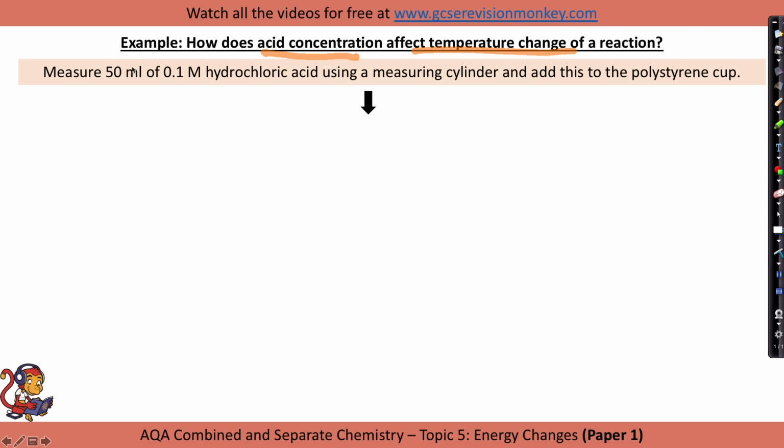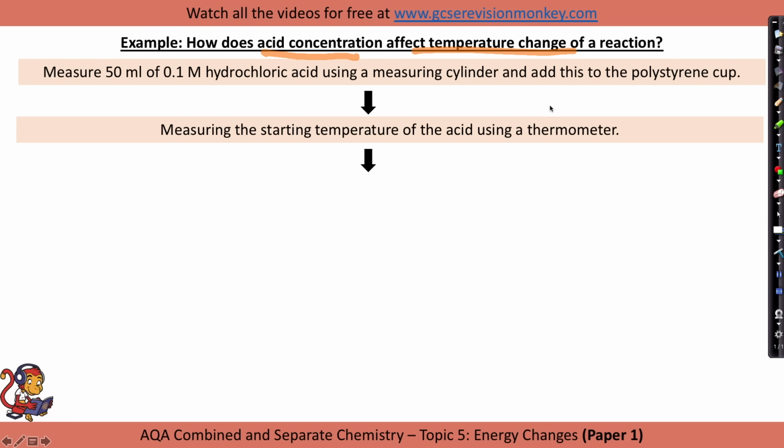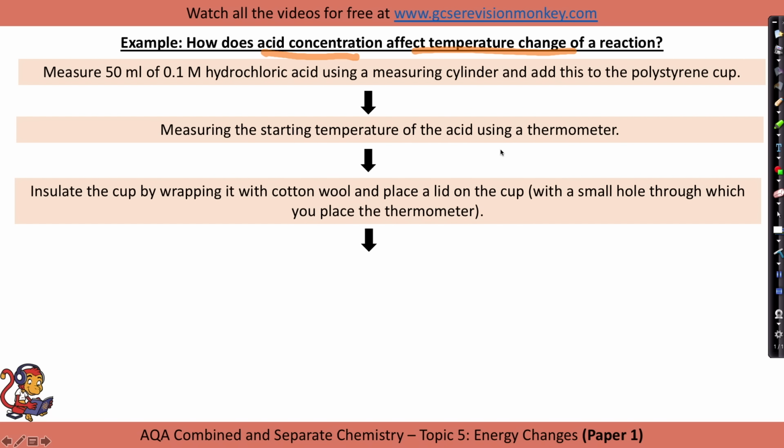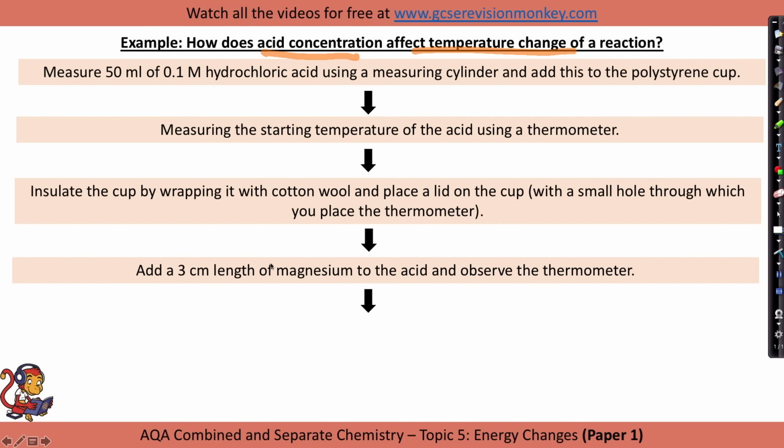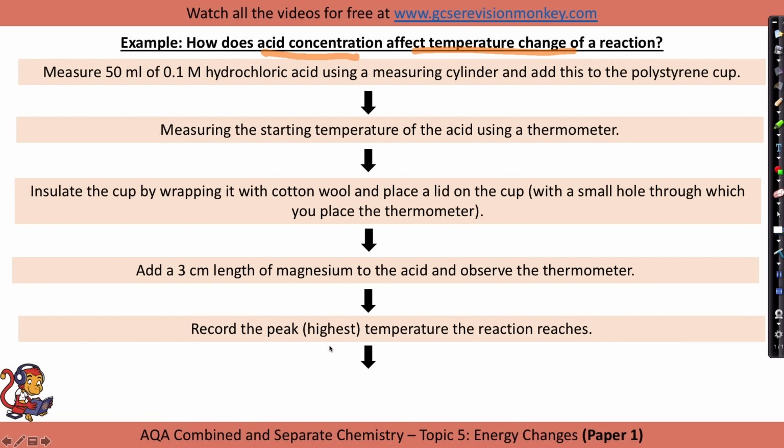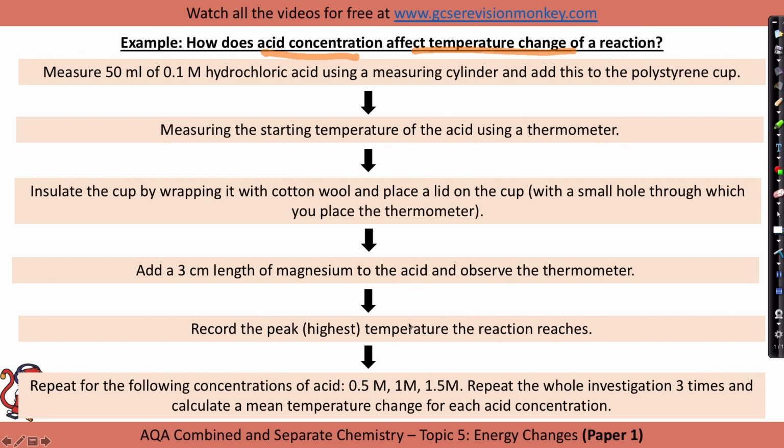So we can measure 50 ml of a 0.1 molar hydrochloric acid using a measuring cylinder and add this to the polystyrene cup. We need to measure the starting temperature of the acid using a thermometer. Insulate the cup by wrapping it with cotton wool and placing a lid on the cup. Add a 3 cm length of magnesium, for example, to the acid and observe the thermometer. Record the highest temperature the reaction reaches, and repeat this for the following concentrations of acid.